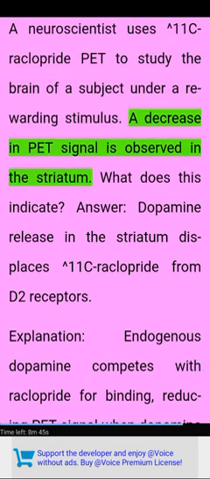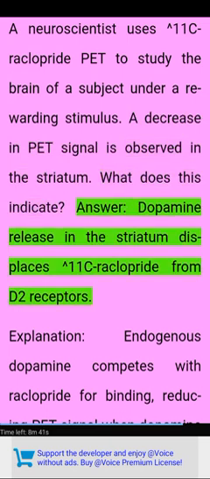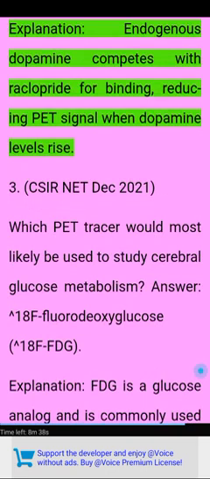A decrease in PET signal is observed in the striatum. What does this indicate? Answer. Dopamine release in the striatum displaces carbon-11 raclopride from D2 receptors. Explanation. Endogenous dopamine competes with raclopride for binding, reducing PET signal when dopamine levels rise.